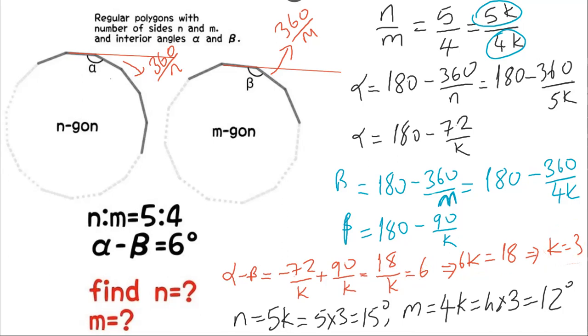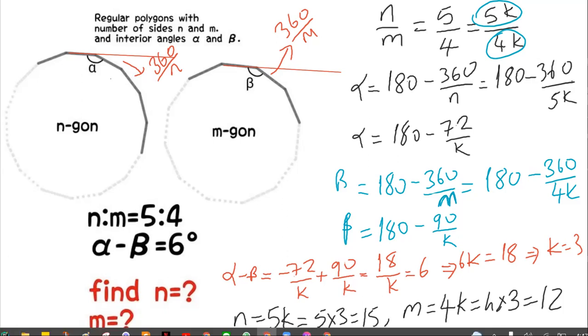So if k is 3, now we can find n and m. n is 5 times 3, 15. m is 4 times 3, 12. The question asks, what is n, what is m? So we get both of them. And these are the numbers of sides, not the angles. Okay, now I think everything is okay. So this is the last question.